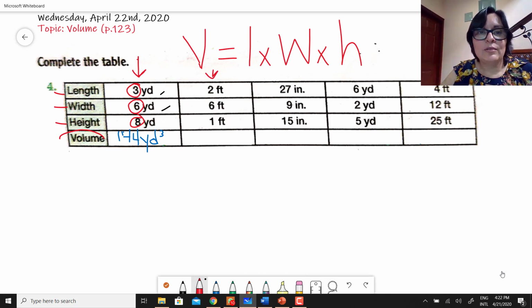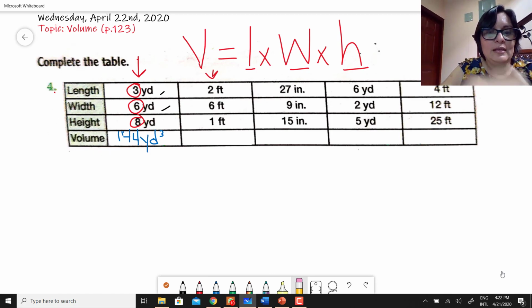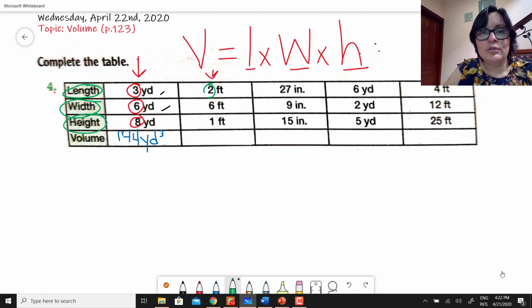So remember that the only thing we have to do is to multiply length times width times height. And here we have it. Length times width times height. So we are going to multiply 2 times 6, 12, times 1, 12. 12 what? Feet, and those feet are going to be cubic, okay? 12 cubic feet. Let's continue with the third one.